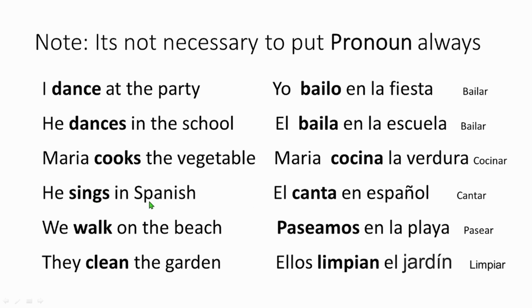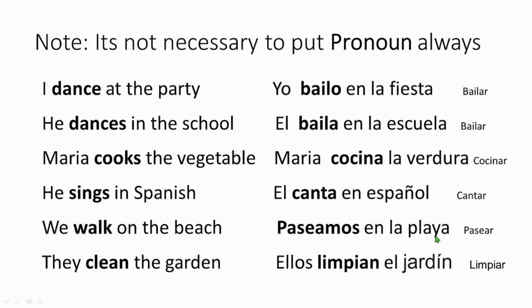He sings in Spanish. Él canta en español. Here, canta, again third person, from the verb cantar. We walk on the beach. Paseamos en la playa. Here I didn't put the pronoun nosotros because it's not necessary. So paseamos is we walk, okay? From the verb pasear here.